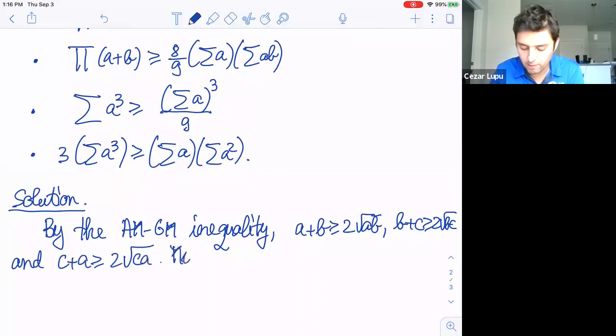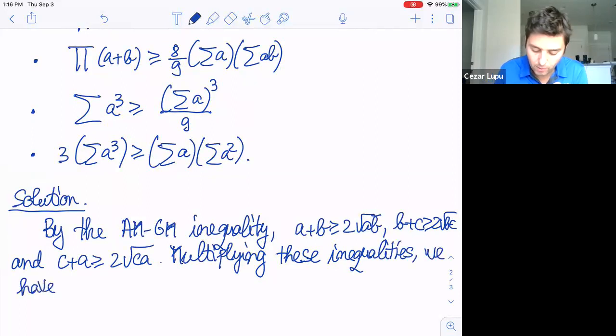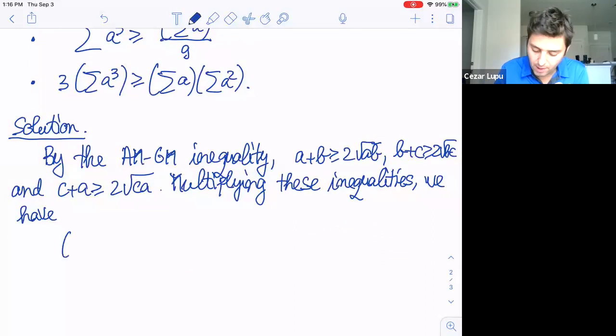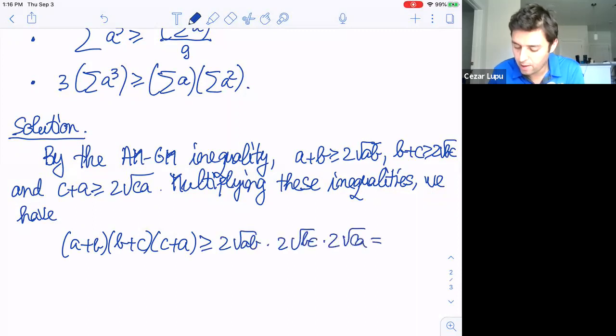Well, multiplying all these together, guess what? We have exactly what we want. (a plus b) times (b plus c) times (c plus a) is greater or equal than 2 root ab, 2 root bc, and 2 root ca. And when you multiply this, it will give you 8abc. So it was just a direct application of the AM-GM inequality. Okay, so that was the first one.